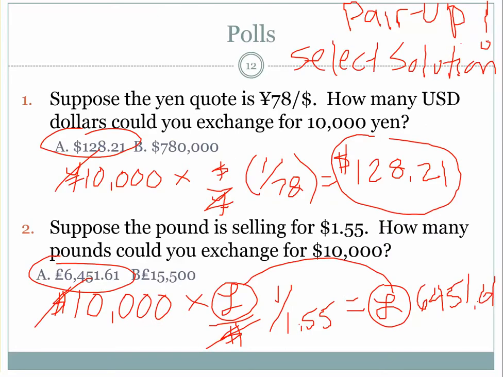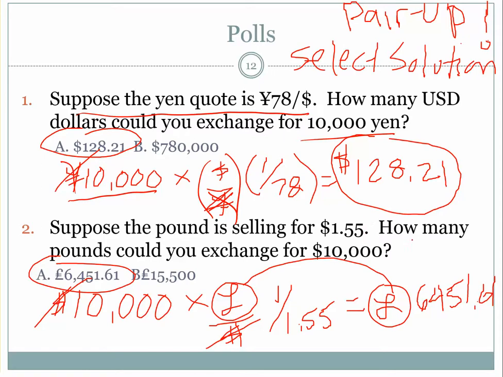Here's another example. Suppose the yen is quoted at 78 yen per dollar. How many dollars would you exchange for 10,000 yen? Well, in this case, I'll set the problem up. 10,000 yen times what exchange rate equals dollar? Well, I need a dollar per yen exchange rate, so the yen will cancel out. I'm given a yen per dollar exchange rate, so I got to flip it and take 1 over 78, and that'll give me $128.